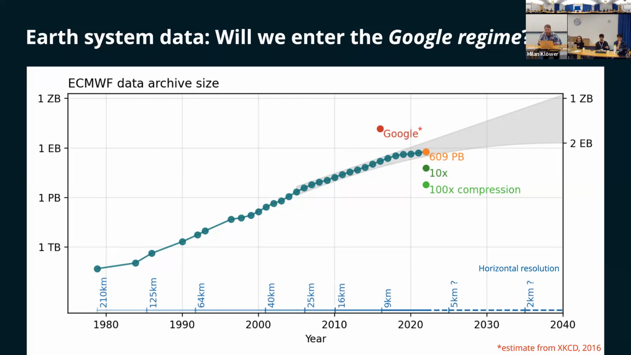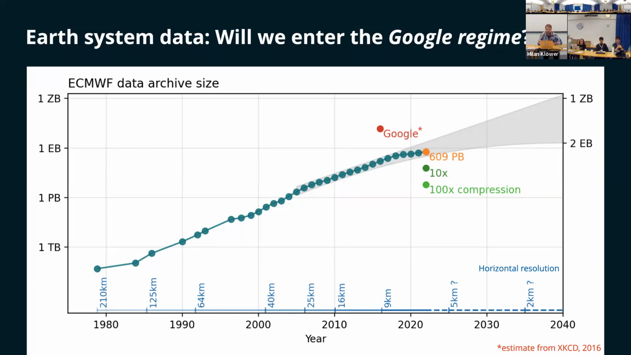I tried to understand how much data Google has actually stored, and the only estimate I found was from XKCD. You can see that approaching 1 exabyte is kind of big. And so the question was always: when does weather and climate data actually enter the Google regime?